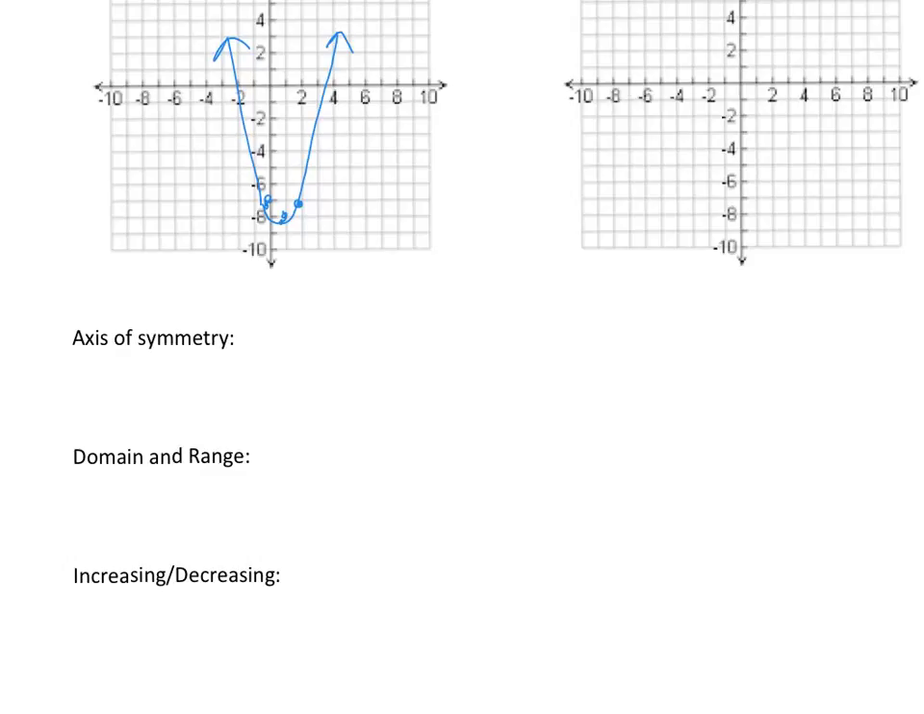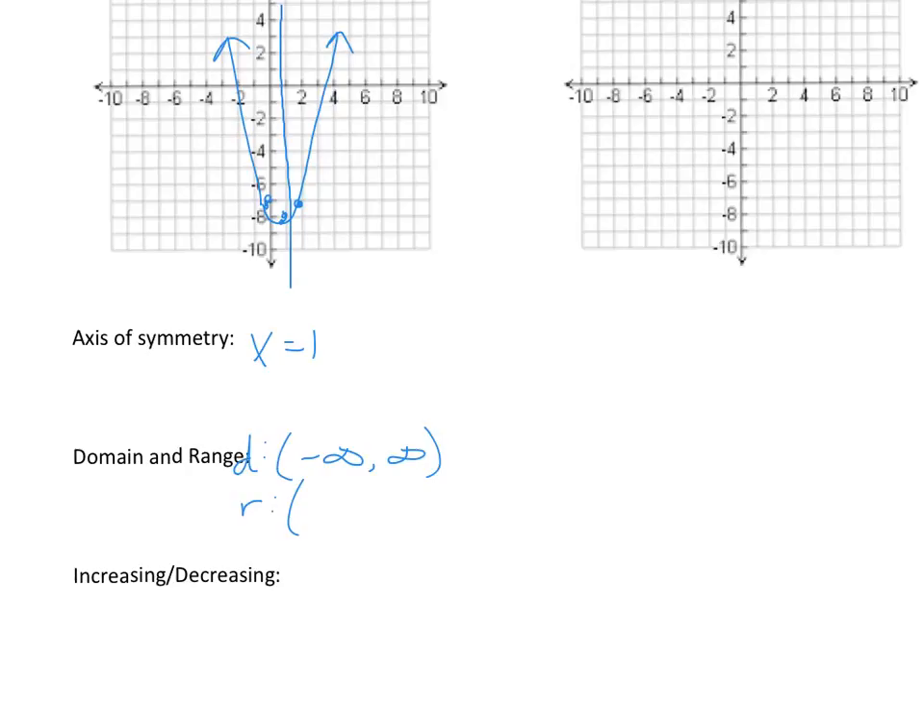The axis of symmetry means, where can you fold this guy in half? Well, you can fold it right down the vertex. So axis of symmetry is x equals 1. It's a vertical line. What's the domain? It's always all real numbers for a parabola, no trick there. That's your domain. The range is always based on the y-coordinate of the vertex.